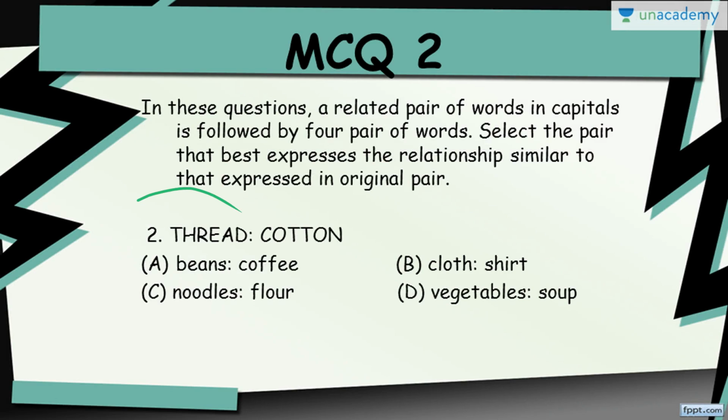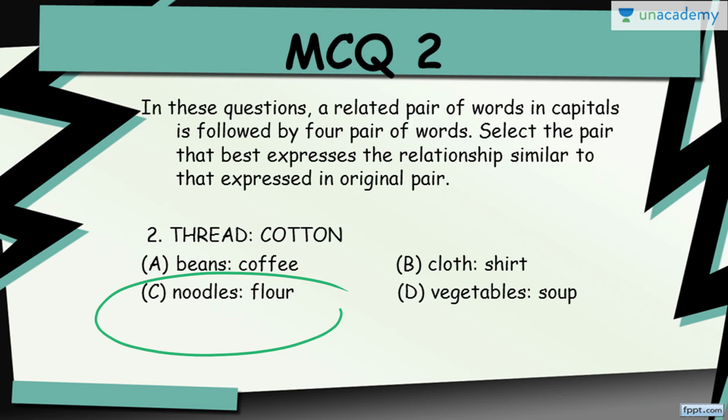Why? Because a thread is made of cotton only. Coffee is made of beans. Cloth is not made of shirt. Shirt is made of cloth. Noodles are not made purely of flour. There are more things added to it.